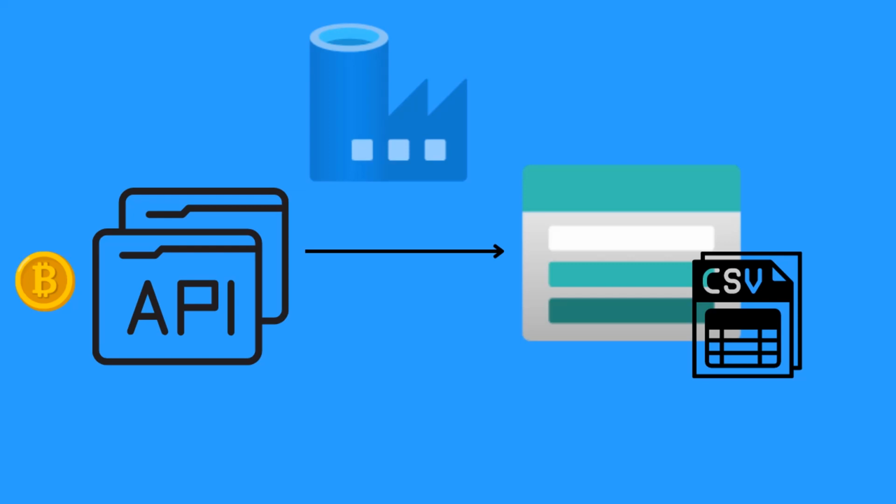Hello everyone, in this video we are going to see how to copy data from an API into a blob container in CSV format. You can even copy into a SQL table as well, but for this video I'm going to copy into a blob container.